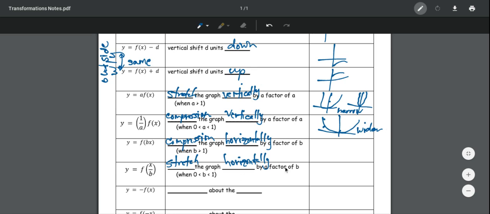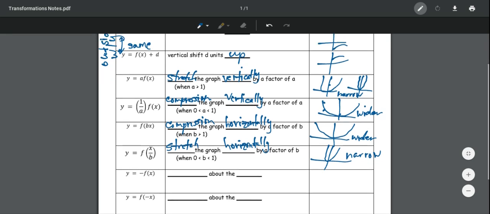What happens to this graph in reverse is the compression horizontally is like I'm pulling the graph horizontally, so this makes it wider. And when I stretch it horizontally, this makes it narrow. That's why I don't like these. They make sense, but they don't really. So I don't really like to go over those, but I have to give them to you so you can kind of sort of look at them.